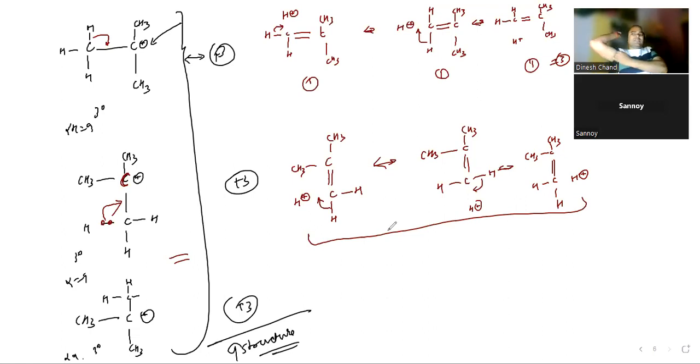Per atom, the deficiency will be less. So the one with less deficiency per atom is more stable. This is one. This is one. Can you draw now?